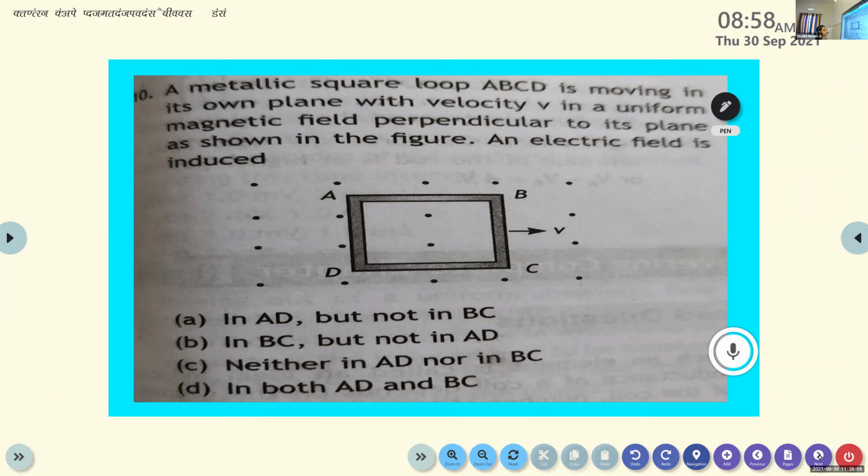A metallic square loop ABCD is moving in its own plane with a velocity V in a uniform magnetic field perpendicular to its plane, as shown in the figure. An electric field is induced in AD but not in BC, in BC but not in AD, neither in AD nor in BC, in both AD and BC.